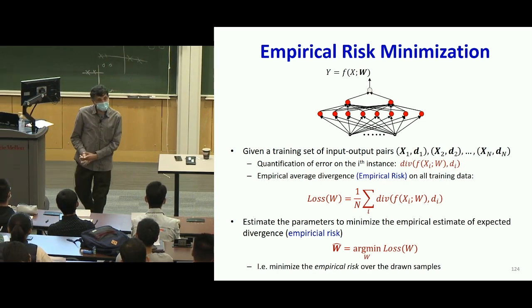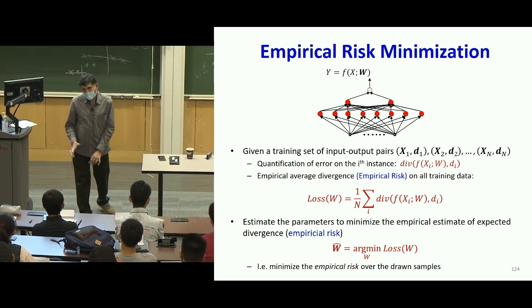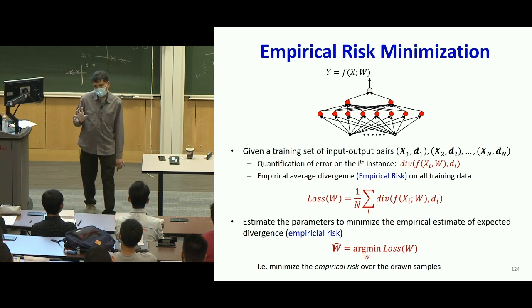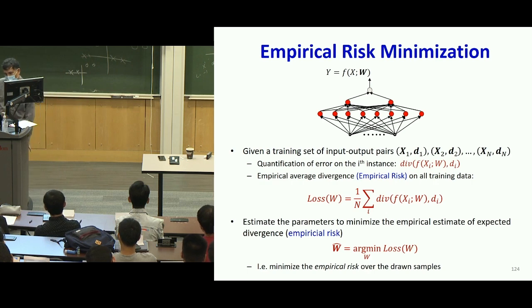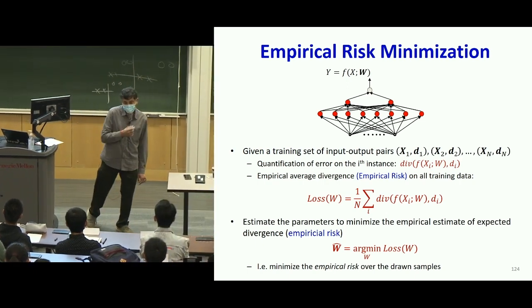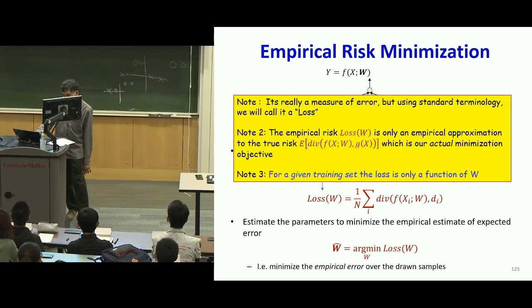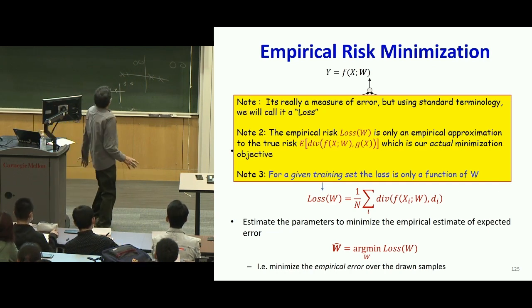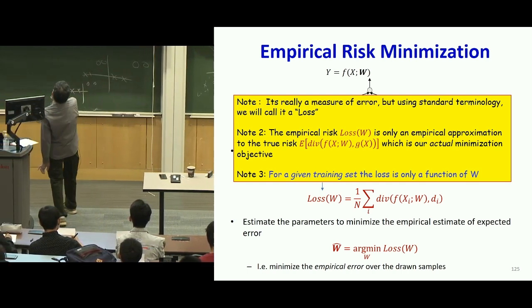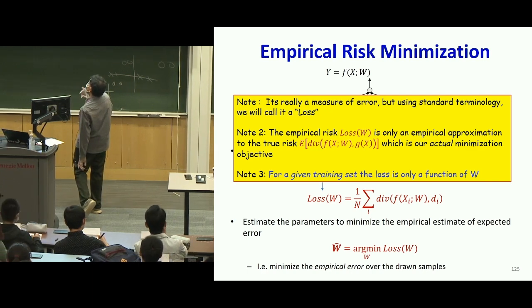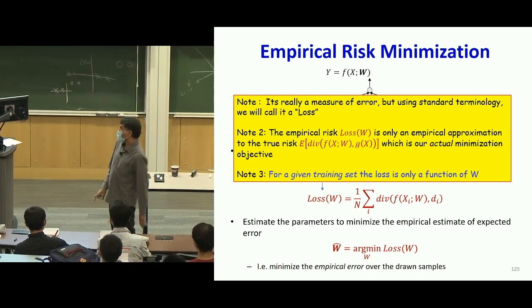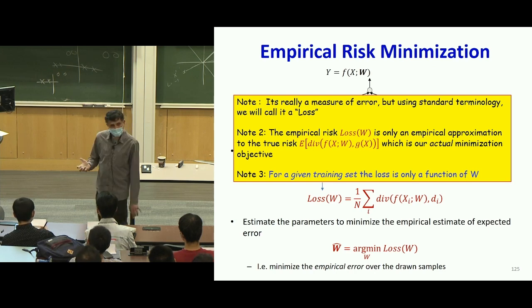This is also called empirical risk, and sometimes we'll use the term loss instead of divergence. The loss is the divergence plus any term that is not a function of W. In most cases, the loss will be the divergence. So we're going to use this empirical average, and that is what we will be minimizing. This is a problem of empirical risk minimization. Remember the divergence is just a measure of error. Using standard terminology, I'm going to call it a loss. The empirical loss is only an empirical approximation of the true risk, which is the expected divergence. But it's an unbiased estimate, so we use it.